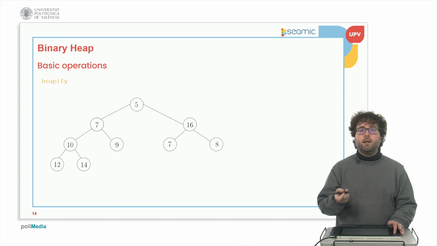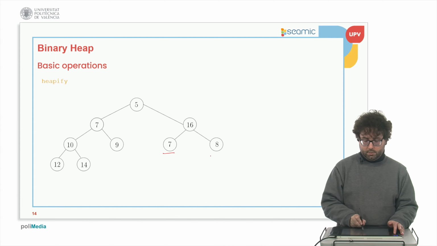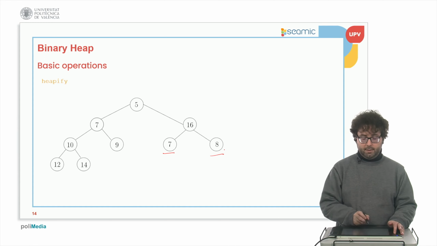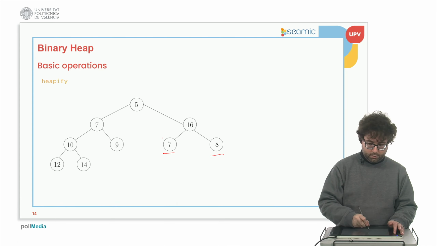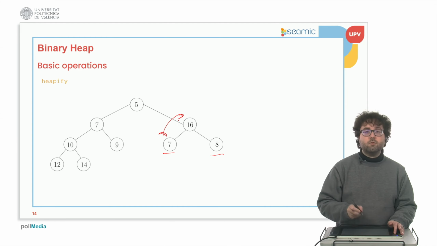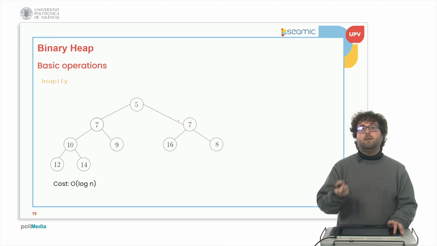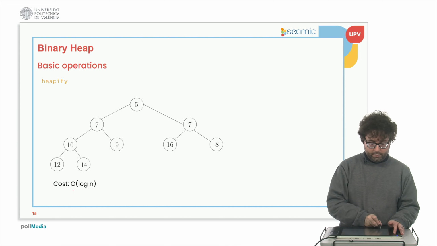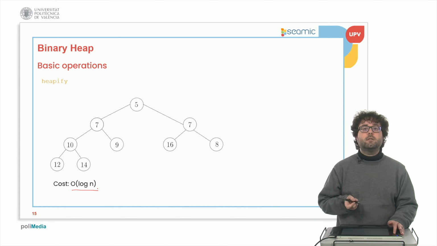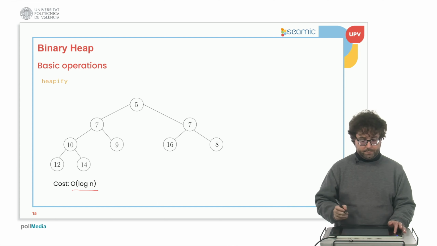16 is not a leaf, so we will need to find which is the smaller child. In this case, 7, which is also smaller than 16, so we will need to swap places. New recursion: 16 is already a leaf, we are finished. And regarding the cost of this operation, we will have a logarithmic cost that will depend on the depth of the positions to heapify.